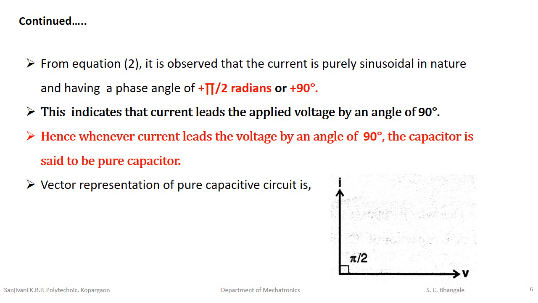Hence, whenever current leads the voltage by an angle of 90 degrees, the capacitor is said to be a pure capacitor. Considering this concept, the vector representation for a pure capacitive circuit is shown in the figure. This figure indicates that current I leads the applied voltage by an angle of 90 degrees or pi by 2 radians.